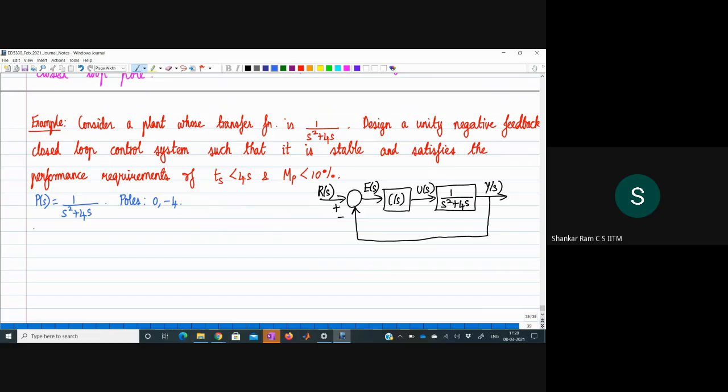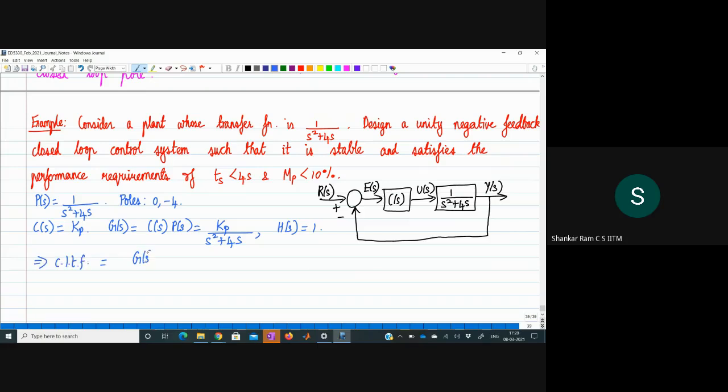So let's try designing using a proportional controller. Let C of s be Kp. So G of s is going to be equal to C of s times P of s, which is going to be Kp divided by s squared plus 4s. We know that H of s is unity, it's 1. So consequently, we will have the closed loop transfer function.